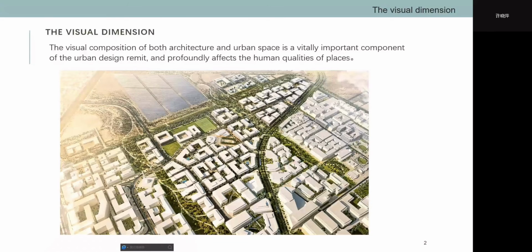The visual dimension, the visual composition of both architecture and urban space, is a vitally important component of the urban design remit and profoundly affects the human qualities of places.